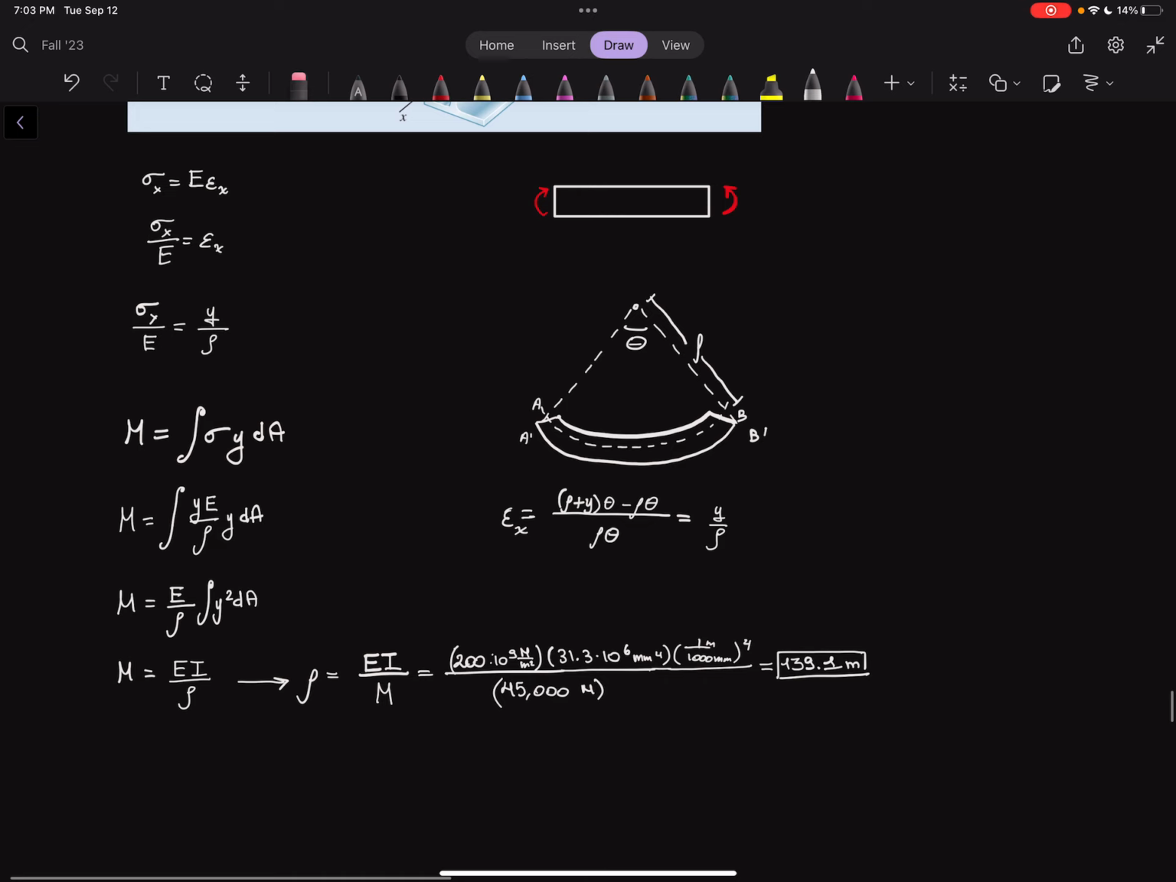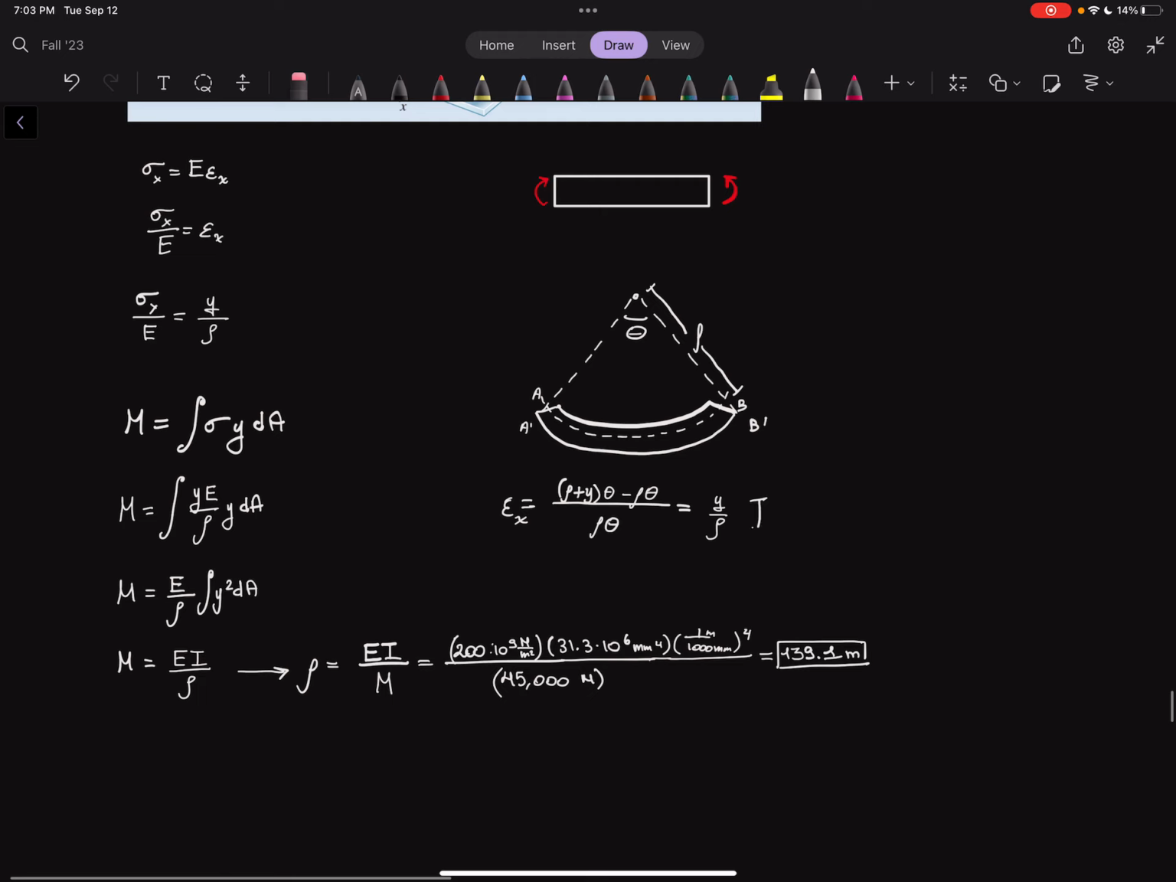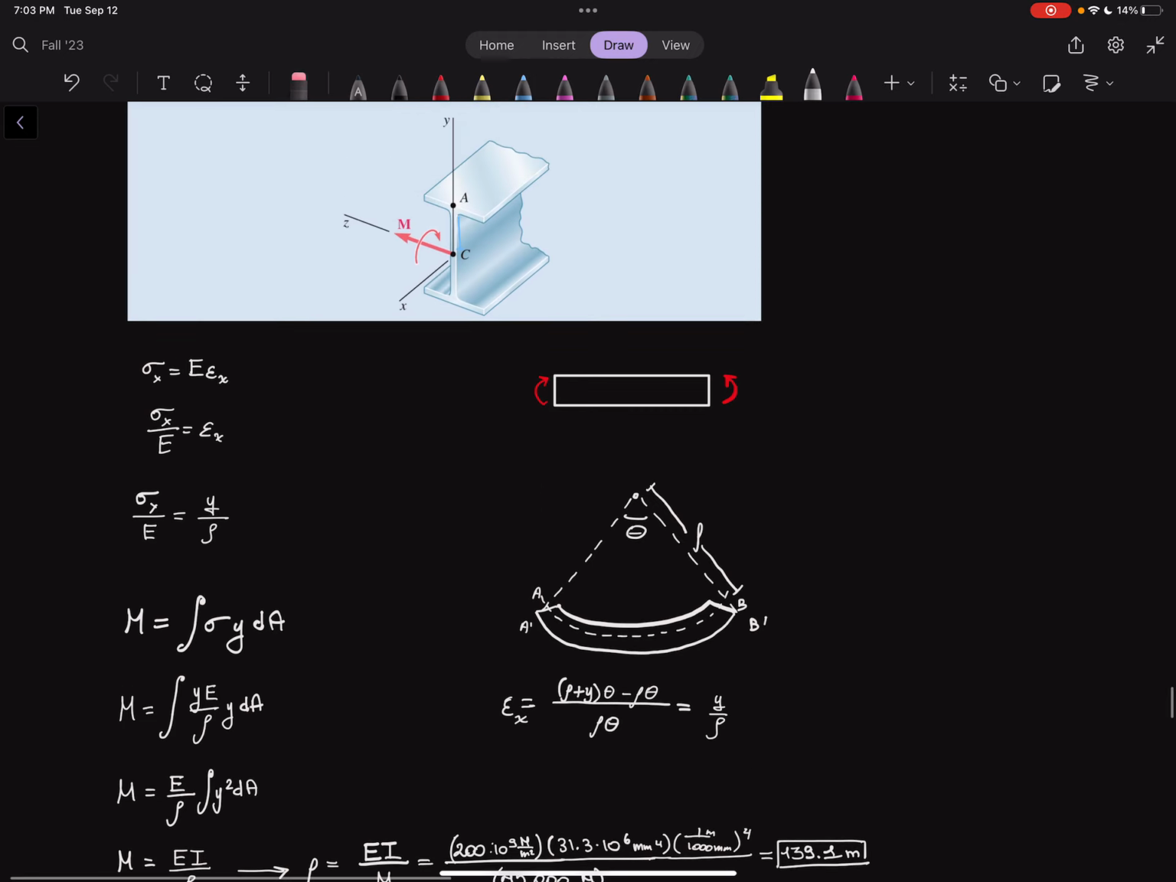I think the only thing I'm kind of sketchy on is this idea that this is the epsilon x, because we are saying that that's our y direction. So that's the only thing I'm a little confused about.